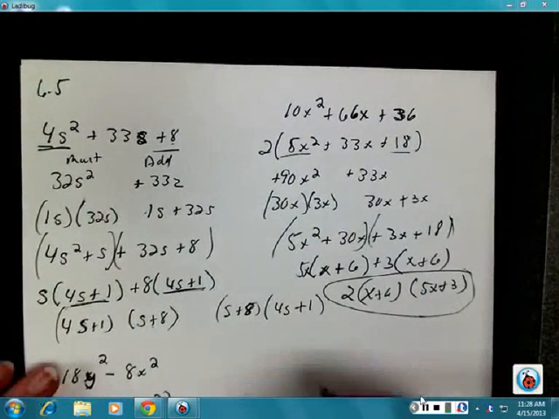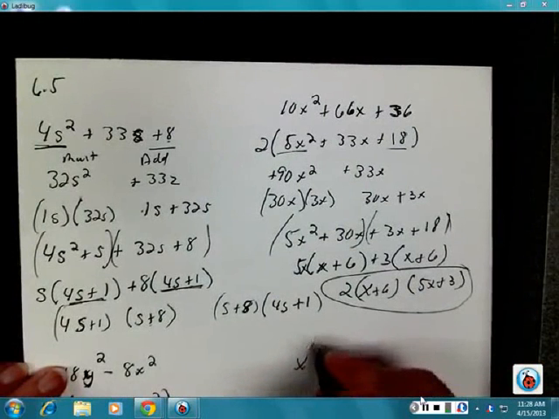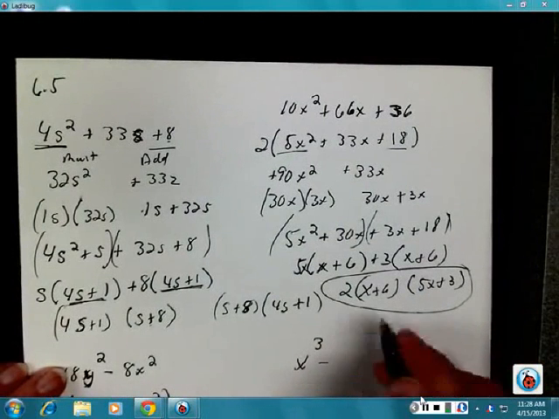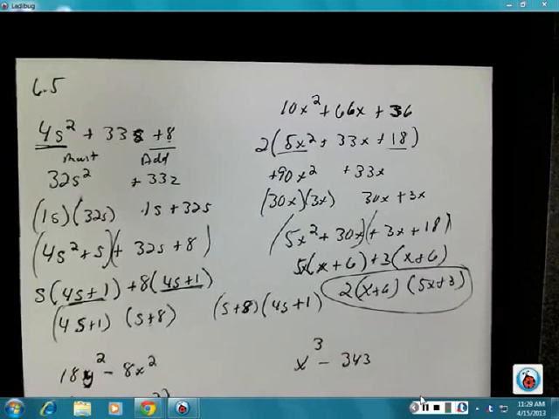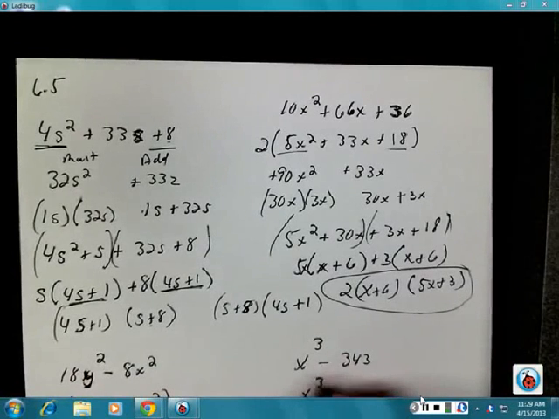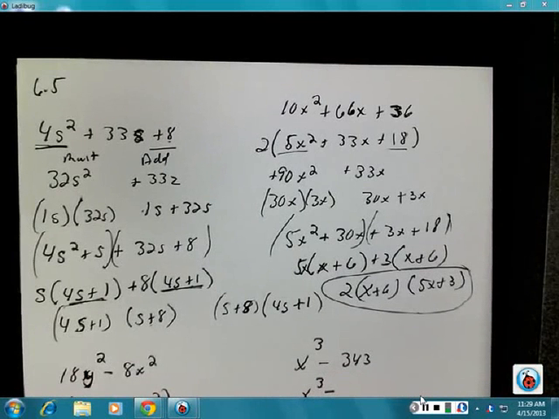And another one they might throw in there is x cubed minus 343. So square root of 343. Cube root, not square root. Cube root, I meant. Okay, math. Cube root of 343? 7. So x cubed, and then 7 cubed.